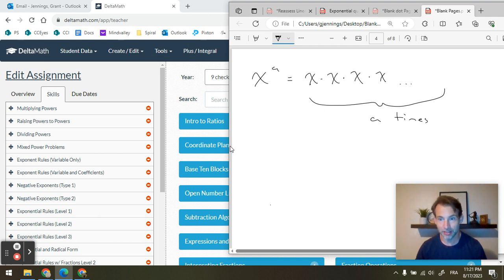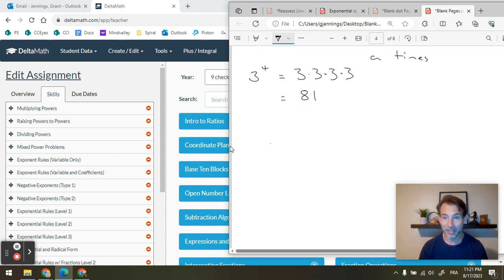Let's look at a concrete example that we can understand. If we have something like 3 raised to the power 4, well, that's the same thing as 3 times 3 times 3 times 3. 4 copies of 3 multiplying, and that's one that we can simplify. That's just 81.